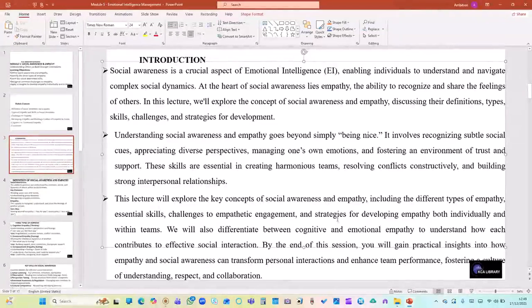By the end of this section, you will gain practical insight into how empathy and social awareness can transform personal interaction and enhance team performance, fostering a culture of understanding, respect, and collaboration.